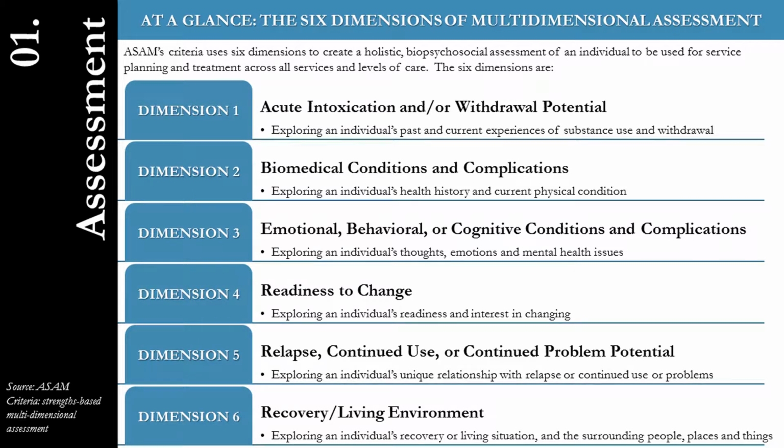The third dimension focuses really on the emotional, behavioral, or cognitive conditions and complications, exploring an individual's thoughts, emotions, and mental health issues. Behavioral health issues, mental health issues, are very frequently comorbid with addiction. And so anybody with substance use disorder should also have a complete assessment of mental health status and be screened for possible psychiatric disorders.